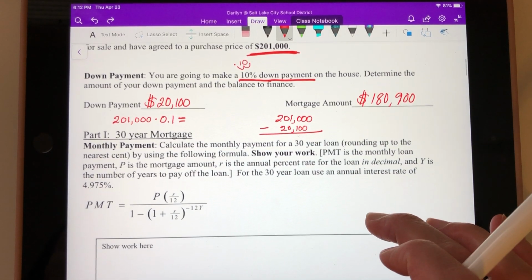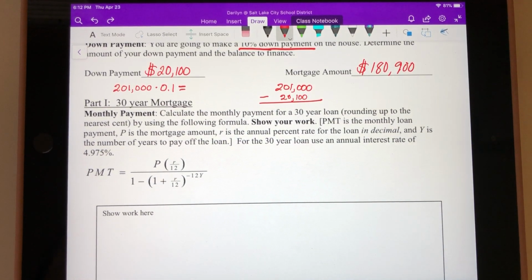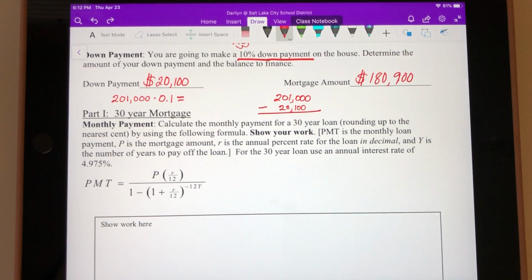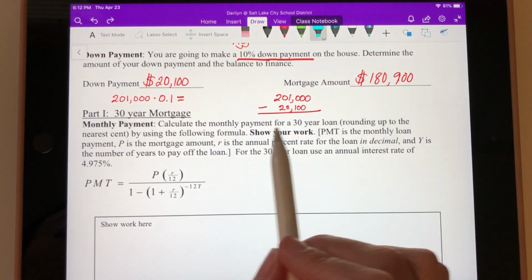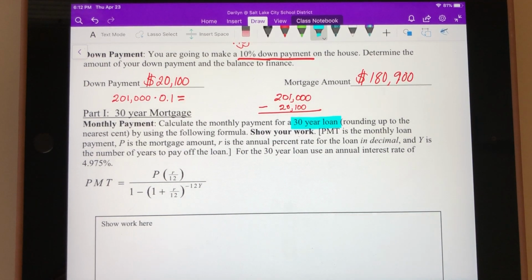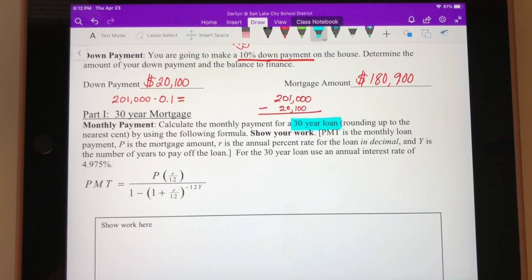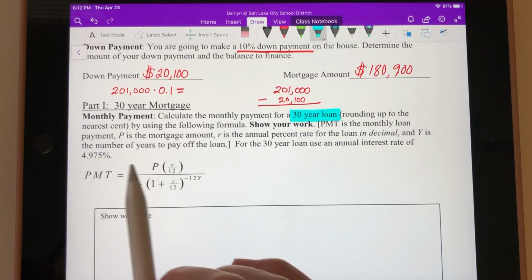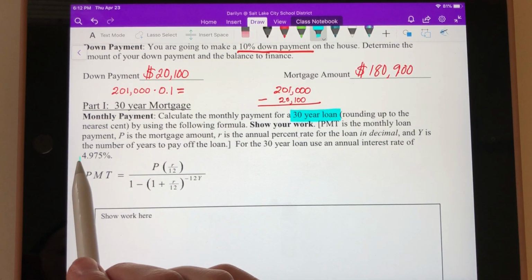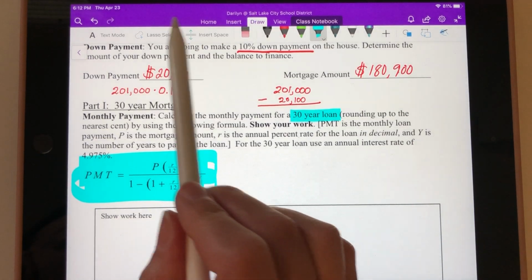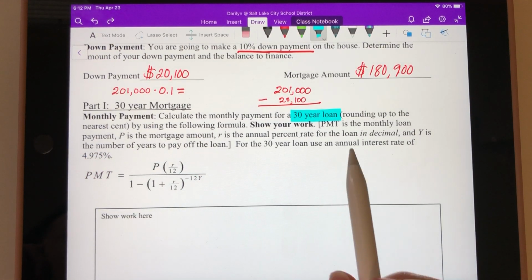Now what we're going to do is figure out our monthly payment for this loan. In order to do that, we have to figure out how long our loan is going to be. So right here it says calculate the monthly payment for a 30-year loan. That's pretty standard for a house, just because it's a lot of money to pay off. So you pick a long loan period, by using the following formula. This is the formula that we are going to use for this next part. I just wanted to show your work.